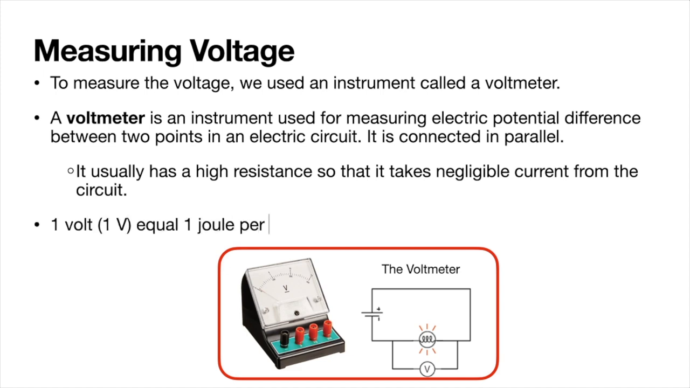1 volt, 1V, equals 1 joule per 1 coulomb. So this is equal to 1 joule per 6.25 times 10 to the 18 electrons. Let's do a physics example. Example 1.